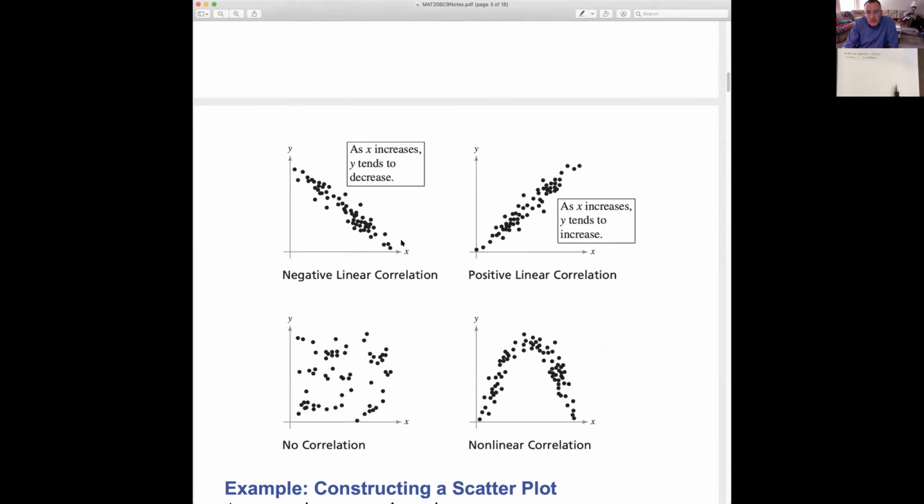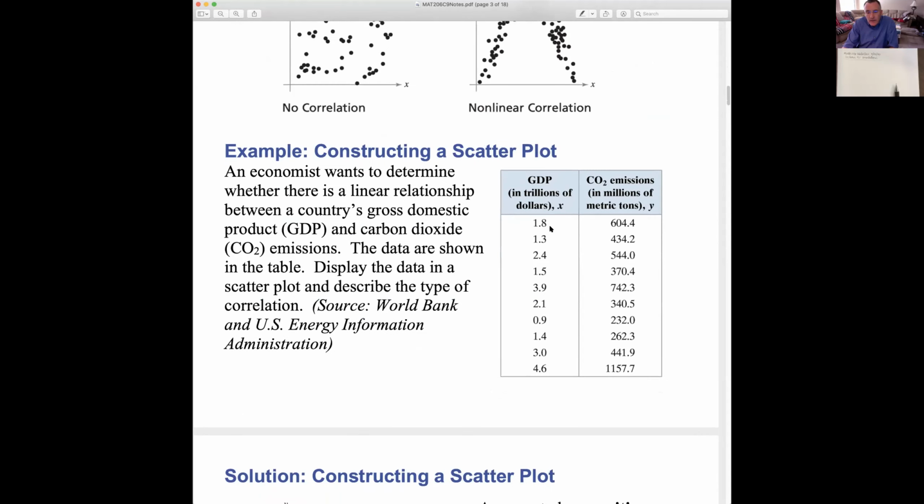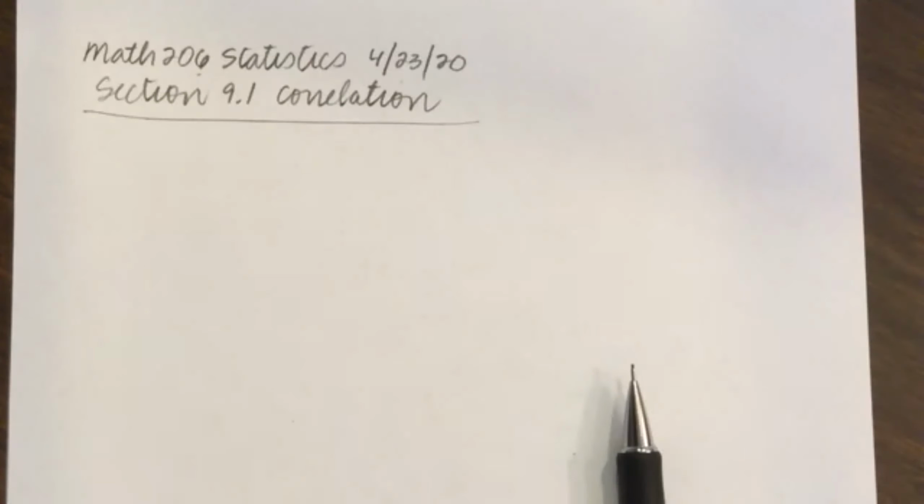So here's what we want to do. We want to take this data and make a scatter plot. Now for me, I'm thinking that I want to use Desmos. So let me actually stop sharing this and see if I can share my whole computer with you. Share everything.